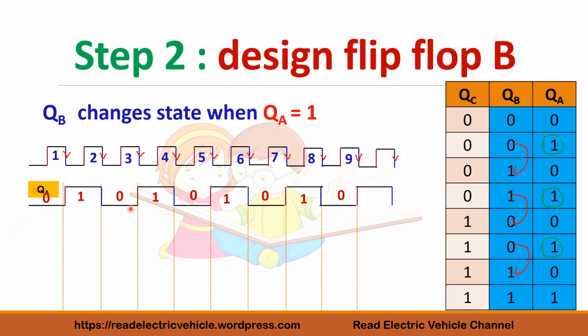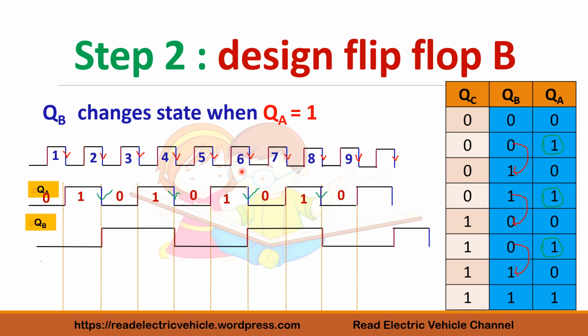This is QA output. Now we will draw QB output. You see here, this QA is given as the input for the second flip-flop. So when there is 1 in QA, this will change its state. QB is changing its state from 0 to 1. You see here, first 1 is there, so QB changes from 0 to 1. And when the next 1 is there, it changes its state from 1 to 0.